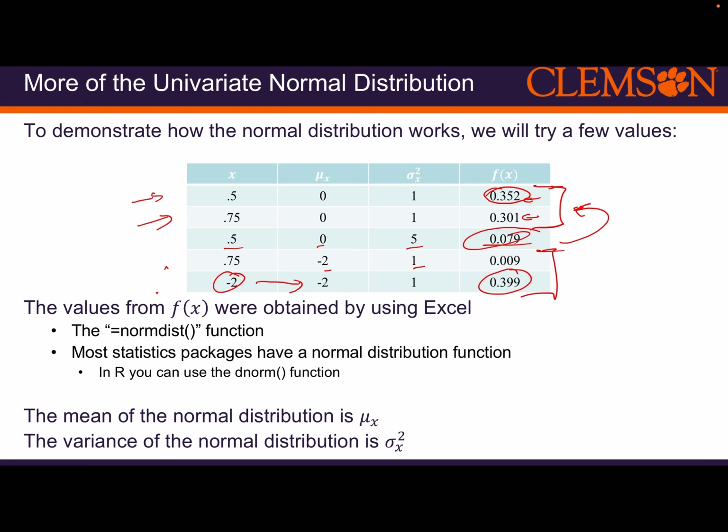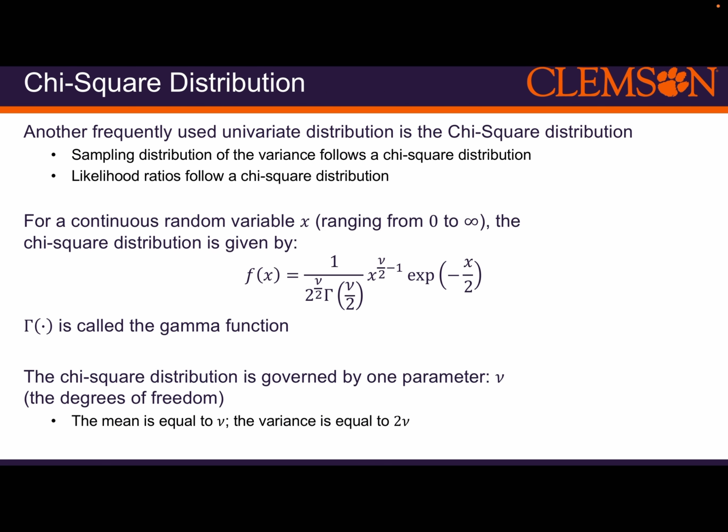Okay, so where did I get these numbers over here in this F? I actually used the Excel program, and if you type into a cell equals NORMDIST, it'll ask you for the x, the mean, the variance, or the standard deviation, I believe it is, and it returns the value. If you're in R, which I would normally be in, you can actually use the dnorm function and get these values too. Now let's talk chi-square.